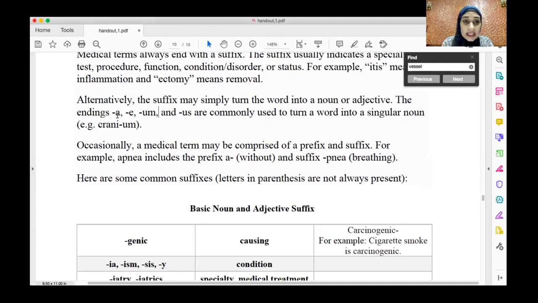The endings a, e, and um are commonly used to turn a word into a singular noun. As we said before, um is the singular form and a is the plural form, like in dorsum and dorsa, all right?